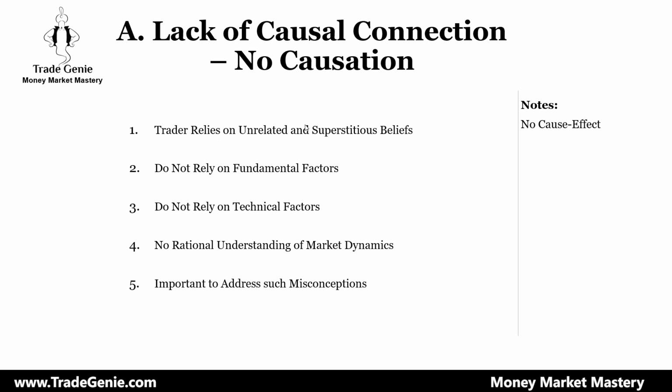This kind of trader relies on unrelated and superstitious beliefs. I will explain to you what kind of superstitious beliefs traders have, and people have in their life. They do not rely on fundamental factors. They do not rely on technical factors. There is no rational understanding of market dynamics, how the market works. They have no clue. Important, this kind of trader has to address such misconceptions, such as no knowledge of fundamental factors, no knowledge of technical factors, no knowledge about market dynamics. Rather, he's just out there trading on some superstitious belief.